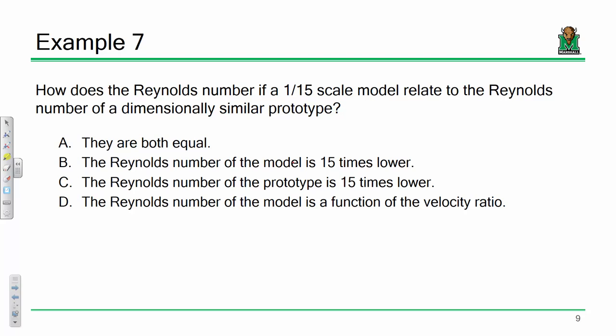It's A. When you scale a model down, the rule is that the flow has to be characterized in the same fashion. And the way that the flow is characterized is through the Reynolds number. So you have to have the same Reynolds number. It's basically the one rule that your scaled model has to maintain for similitude. You have to have the same Reynolds number.